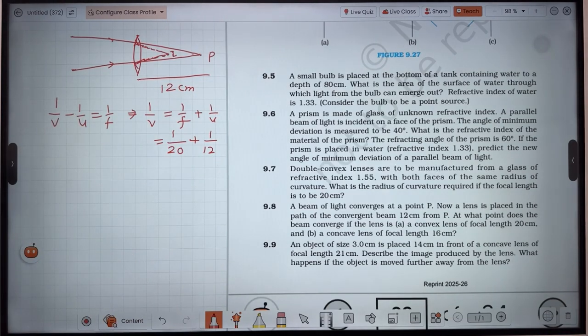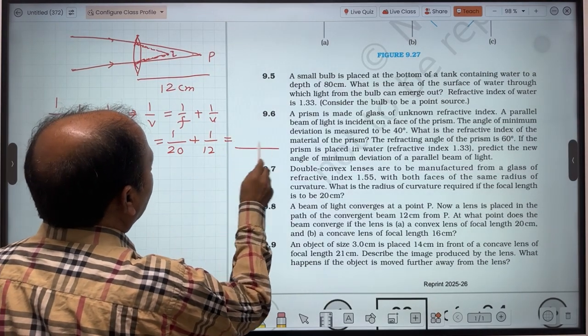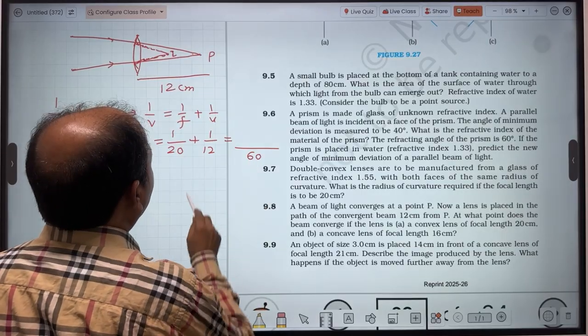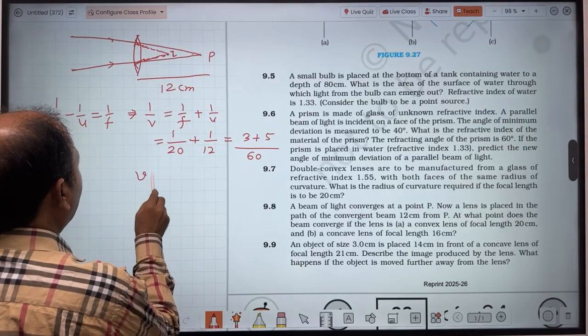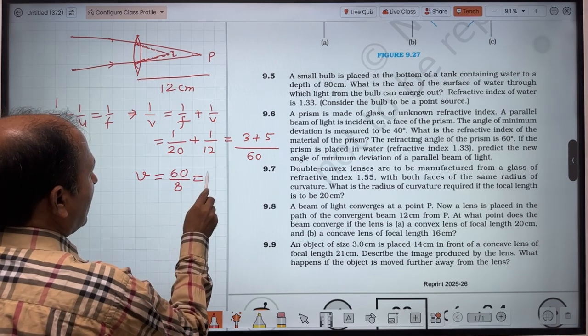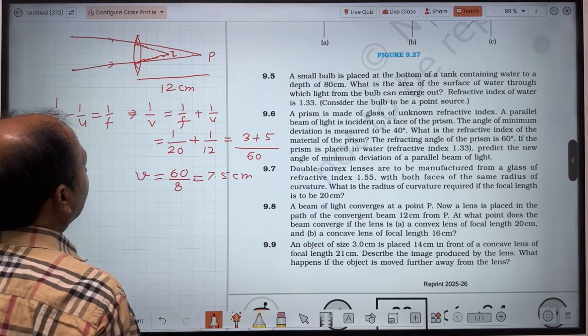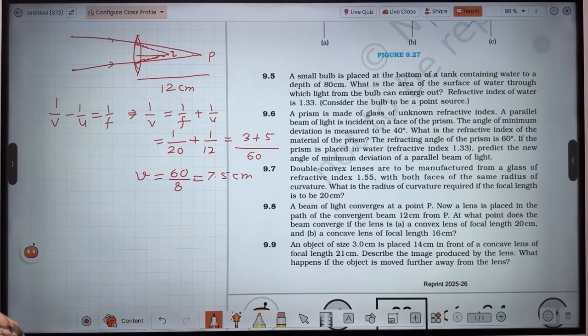And now we can evaluate. So what will happen after evaluation? What do you get? Here we can write 60, then this will become 3, this will become 5. So v will be equal to 60 divided by 8. So 7.5 centimeter, right? So you can say that this length is 7.5 centimeter. So this is the case when the lens is convex.